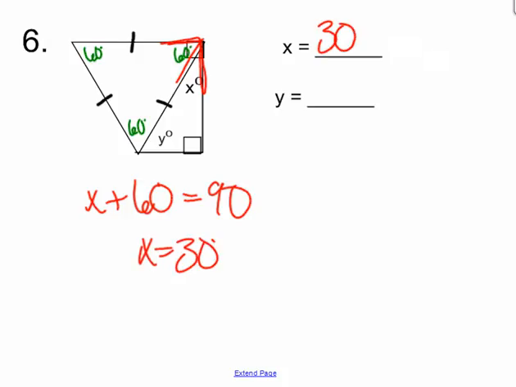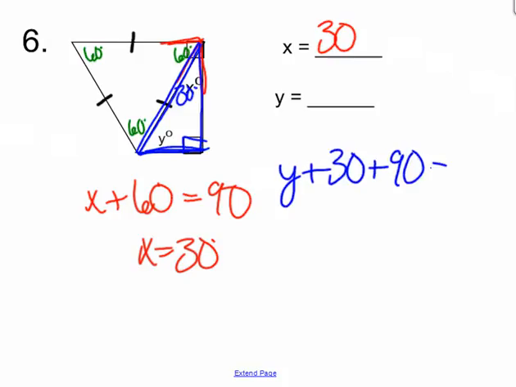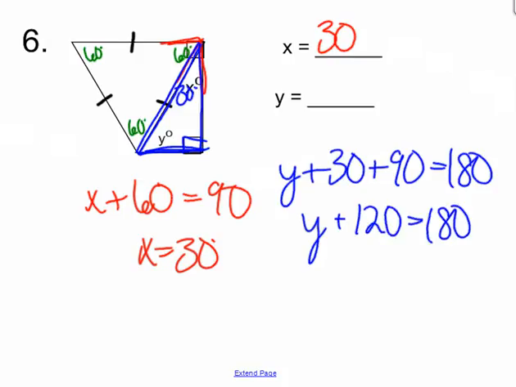To find y, use what you know about right triangles, or about triangles in general. So if that's 30 degrees and I have the box as 90, I'm going to do y plus 30 plus 90 equals 180. So I'm going to combine like terms and then subtract.